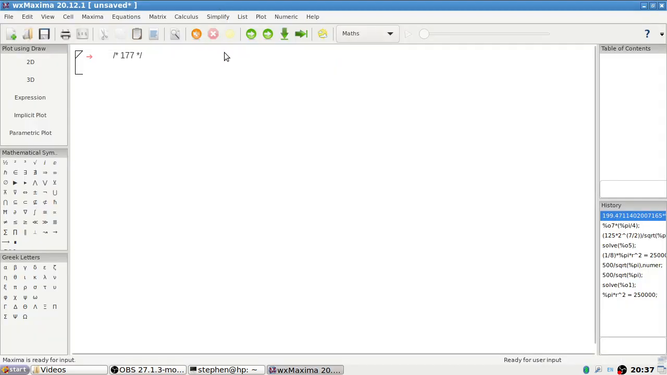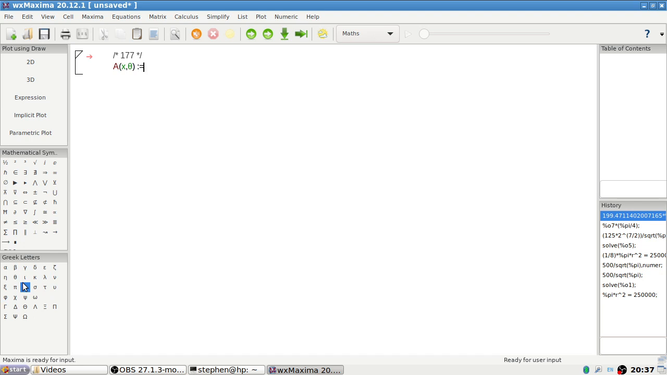Yep. Okay, 177. The area of an isosceles triangle with equal sides of lengths given by that formula, where theta is the angle formed by the two sides. Okay, so the area formula uses x and theta. That is defined as a half times x squared times sine theta.